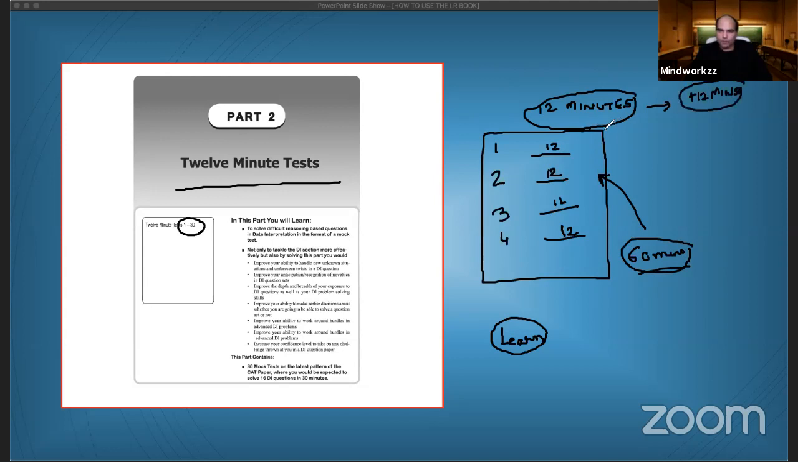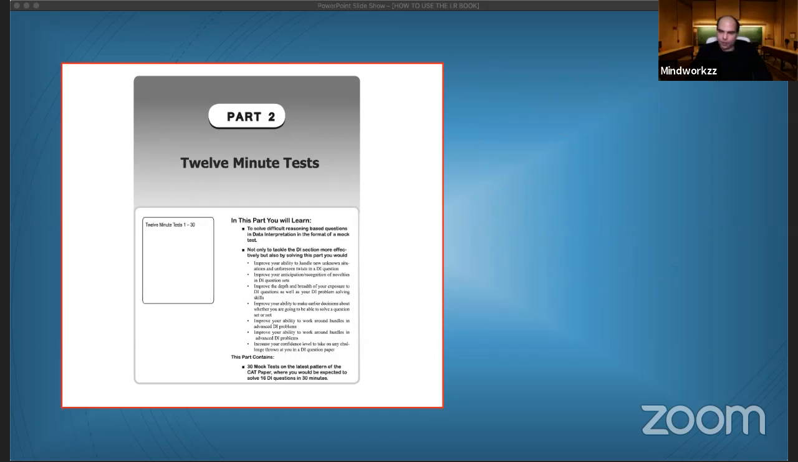Can I do it in 24 minutes, if not in 12? So when you're talking about data interpretation, the process of learning goes this way. Your first stop in the process of learning is that I can't solve these questions. I have no idea how to do this.